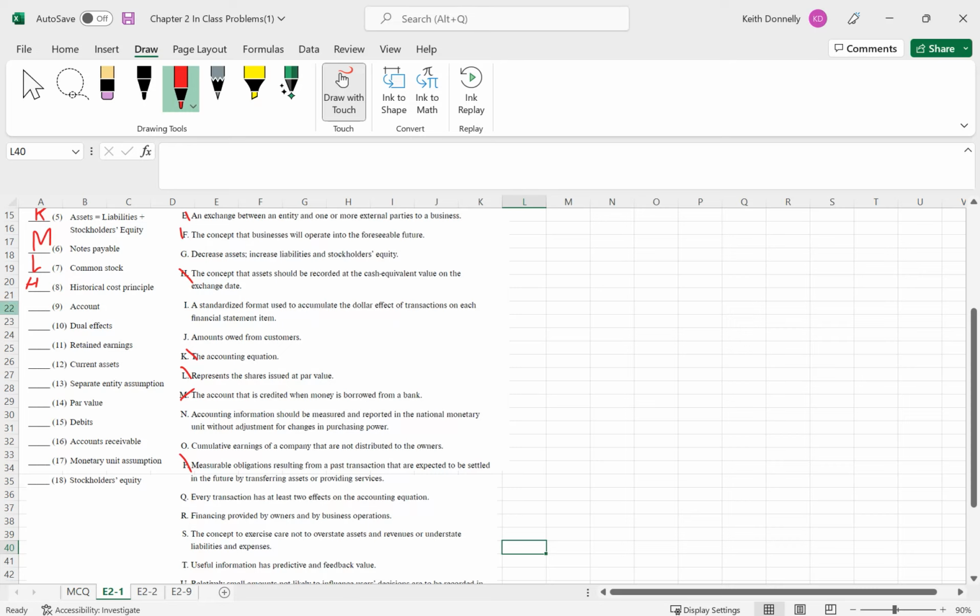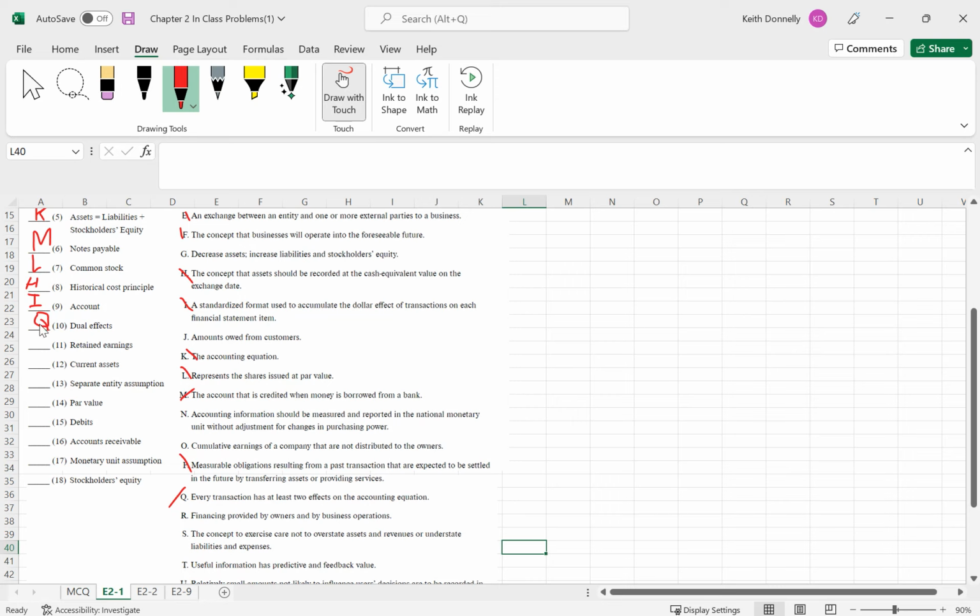9, account. This is going to be I. It's basically a standard format we use for the different accounts and items: cash, accounts receivable, payable. All those accounts we have T accounts for as well. 10, dual effects. This one's going to be Q. Basically every transaction, when you do the journal entry, your total debits have to equal your total credits.